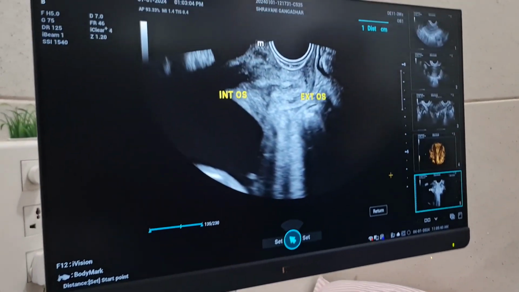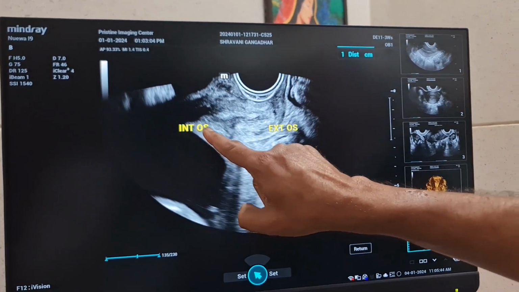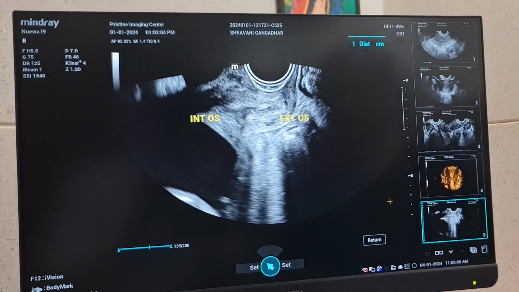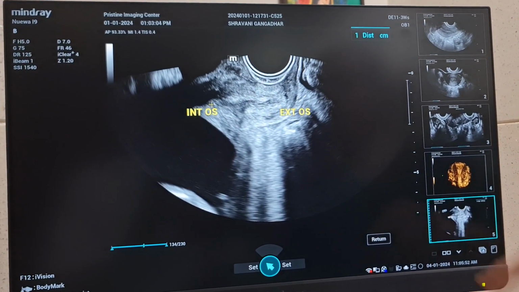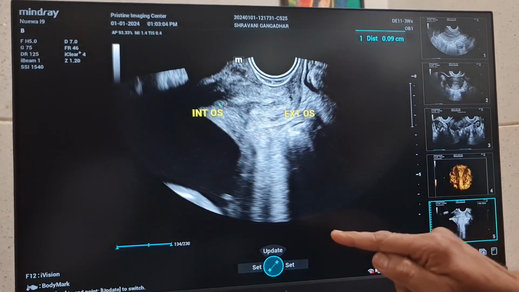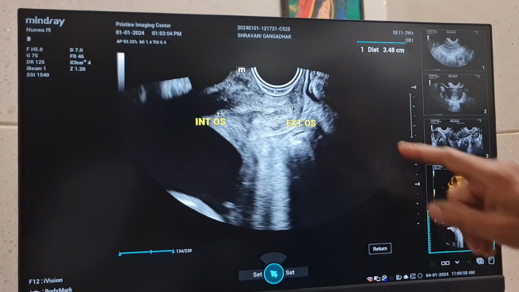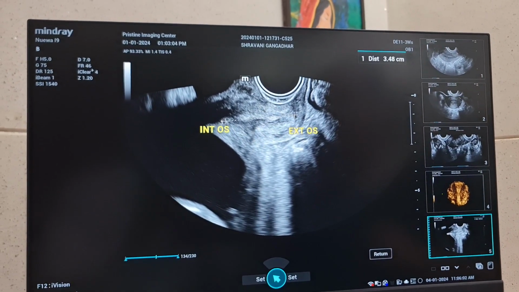Now let us look at the image. In this image, now you will see this is the internal os and this is the external os, and now we will measure the cervix. So beginning from the internal os at this point, and you come over here, and this is the second point, and then we can see the cervical length is 3.4 centimeters or 34 millimeters.